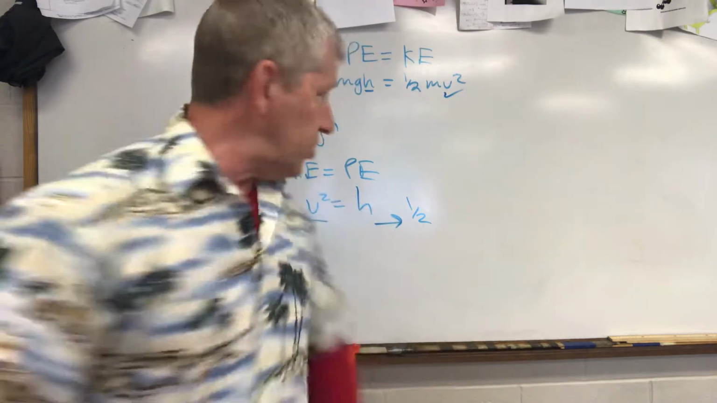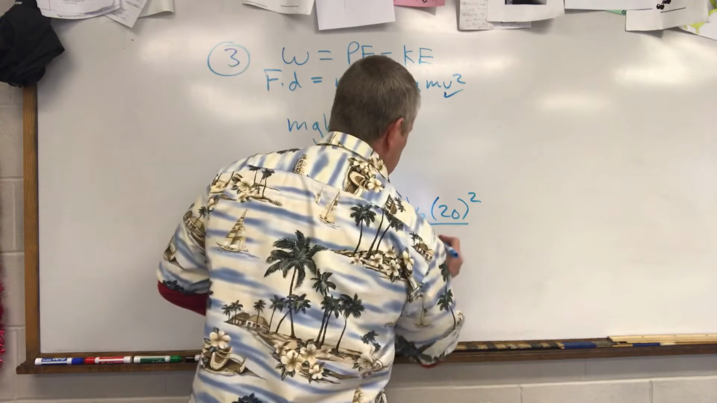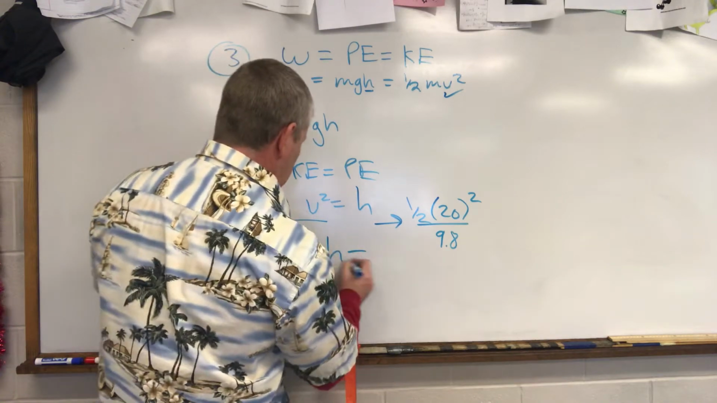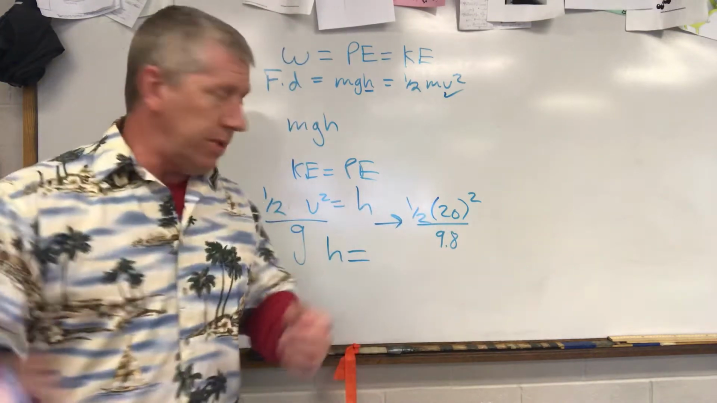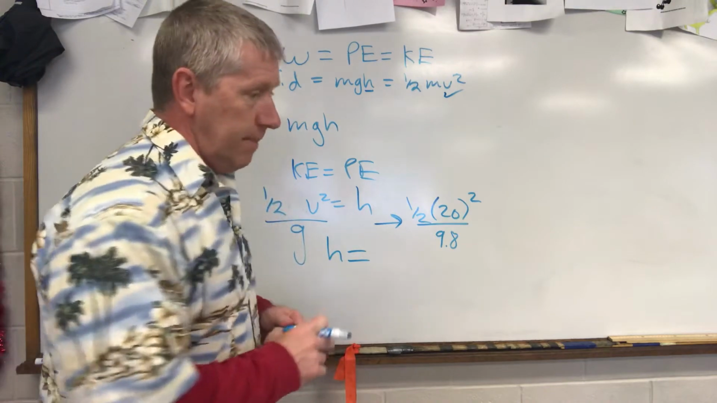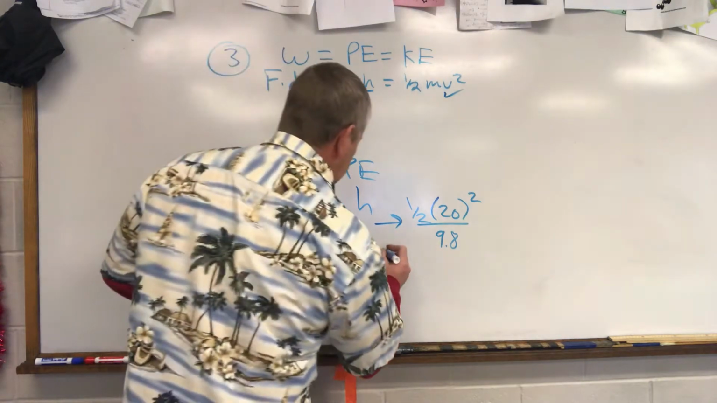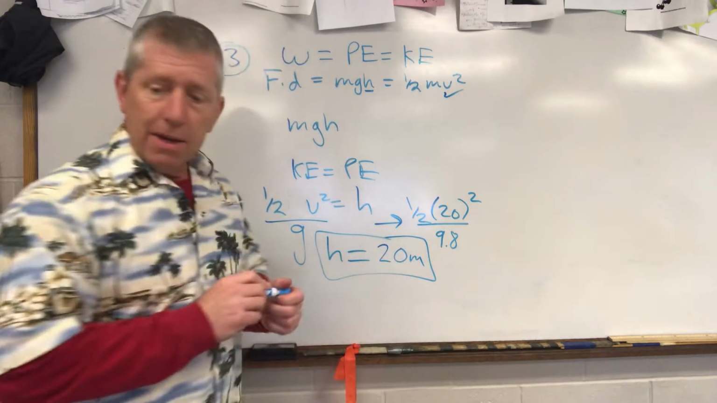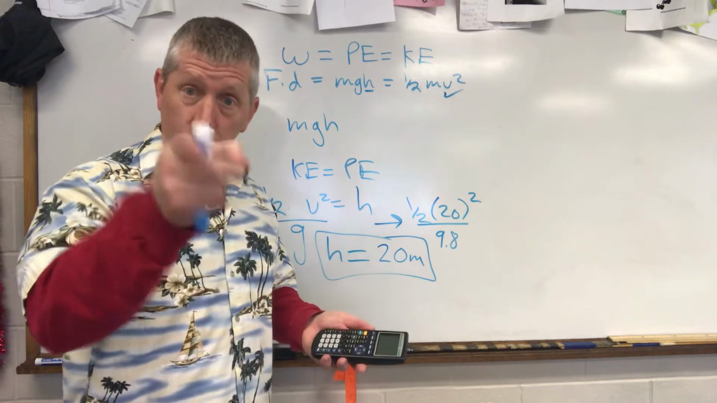Okay, 20 meters per second. So 20 squared divided by 9.8. So let's see, h will equal, 20 squared is 400. 400 times 1/2 is 200. 200 divided by about 10. Okay, it's about 10. 200 divided by about 10, well, that's 20. Yeah, we should come out with a height of 20 meters is how high Sally Mae should be able to jump. And let me just, again, trust but verify.